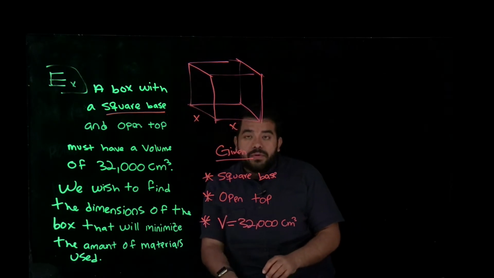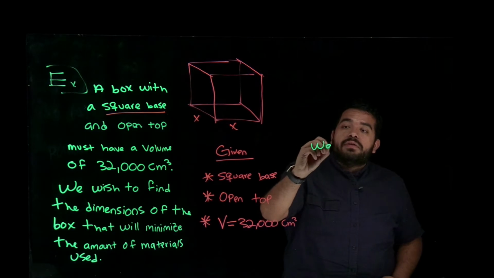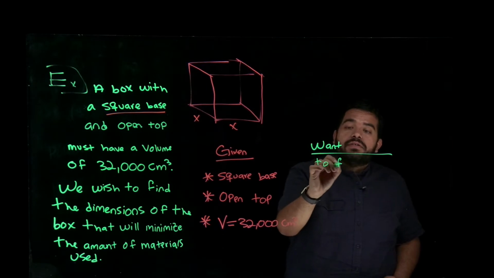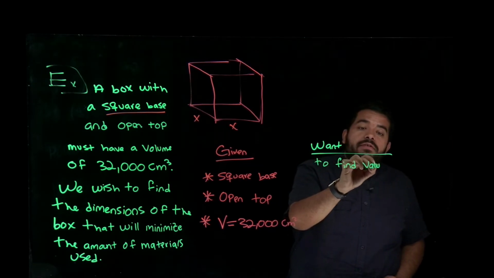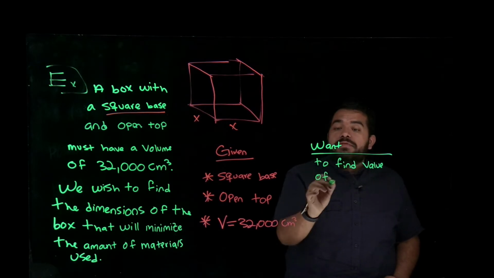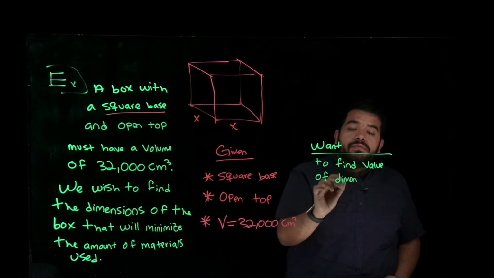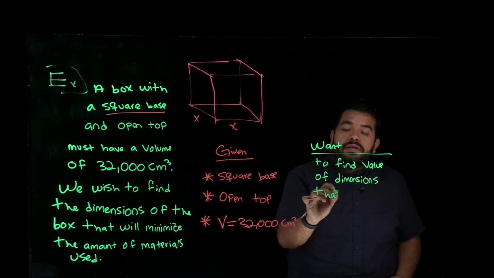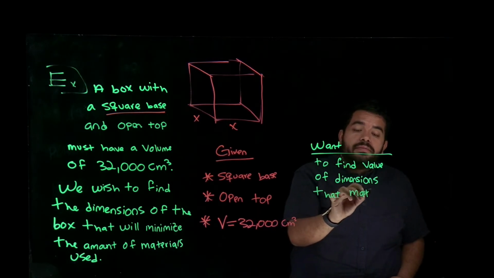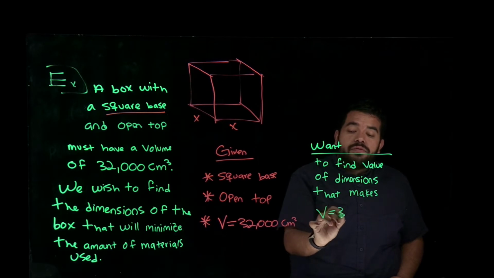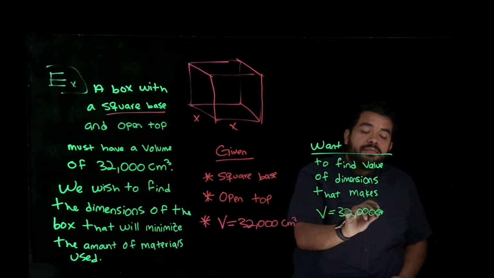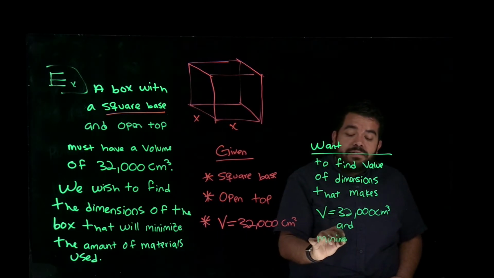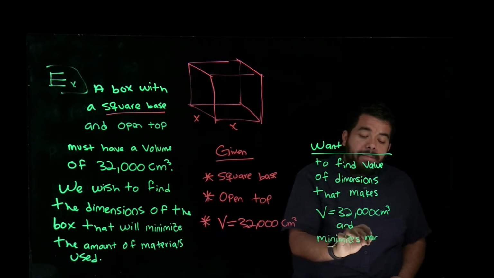So for what do we want, I'll go ahead and write it here. So we basically want to find the value of dimensions that makes the volume equal to 32,000 centimeters cubed and minimizes materials used.